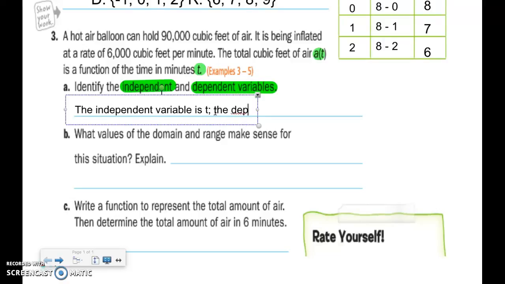The dependent variable is A of t, or cubic feet of air. Good to go. What values of the domain and range make sense for this situation?